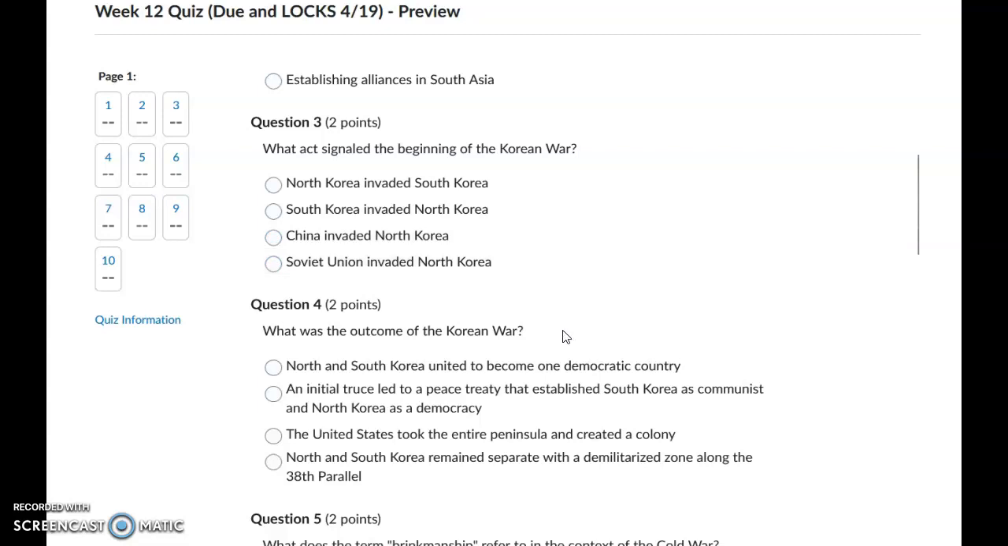Question 4. What was the outcome of the Korean War? North and South Korea united to become one democratic country. An initial truce led to a peace treaty that established South Korea as communist and North Korea as a democracy. The United States took the entire peninsula and created a colony. North and South Korea remain separate with a demilitarized zone along the 38th parallel.